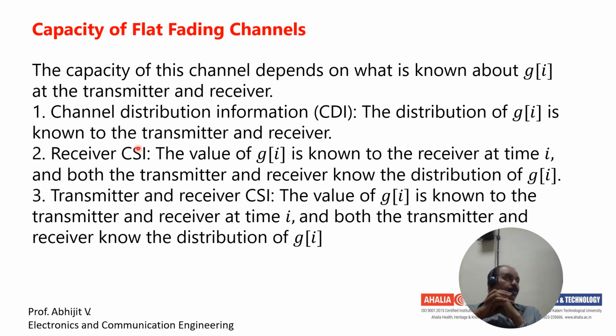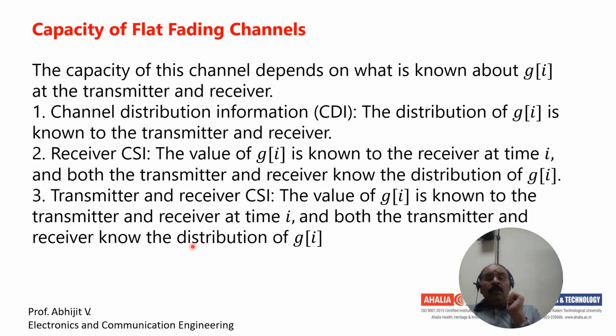The channel distribution information, CDI: the distribution of G of I is known to the transmitter and the receiver. Receiver CSI: the value of G of I is known to the receiver at time I, and both transmitter and the receiver know the distribution of G of I. The transmitter and the receiver CSI: the value of G of I is known to the transmitter and the receiver at time I, and both transmitter and the receiver know the distribution of G of I.